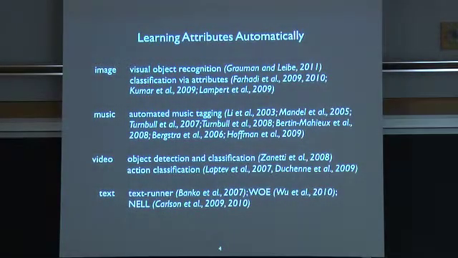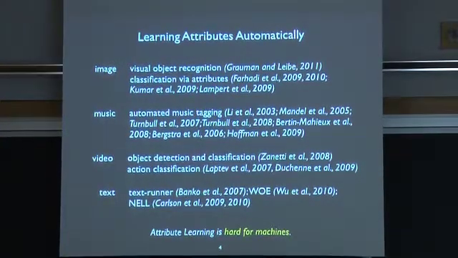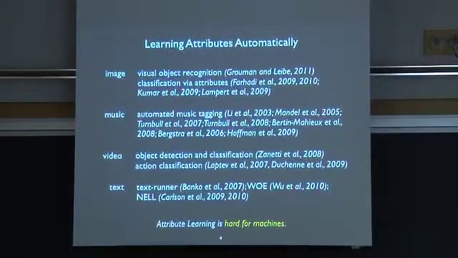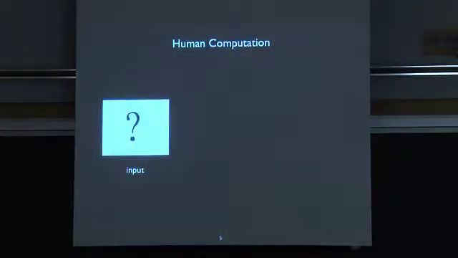And since attributes are so important for information retrieval, we would like to learn attributes automatically. And so you see a lot of evidence of this in the research in many different communities like computer vision, music information retrieval, and text mining, and so on. So the basic message I want to convey here is that there's a lot of active research going on in learning attributes for different types of entities. So attribute learning is actually very hard for machines. And so this is where human computation comes in.